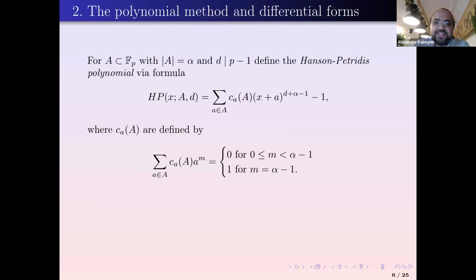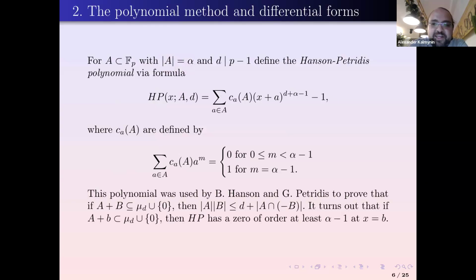Okay, so what is the proof? The proof relies on the polynomial method, and the idea is due to Hansen and Petridis. They considered the set A. The size of our set A will always be alpha, and the size of the set B will always be beta. And we can define the Hansen-Petridis polynomial by the following formula.